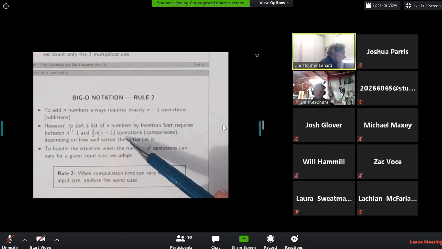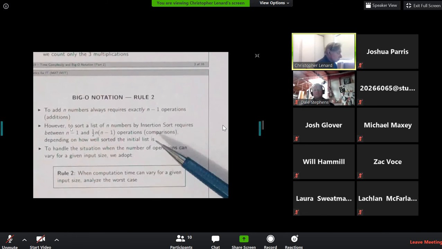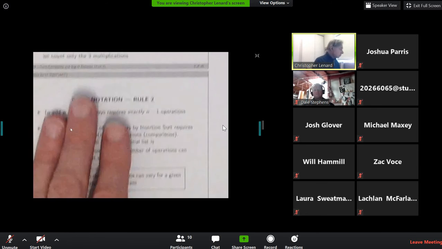So with insertion sort, the worst that could happen is that we need half times n minus 1 operations, which are comparisons in that particular case. Even though a list that's already sorted only takes n minus 1 comparisons, a list that isn't sorted might take that many.